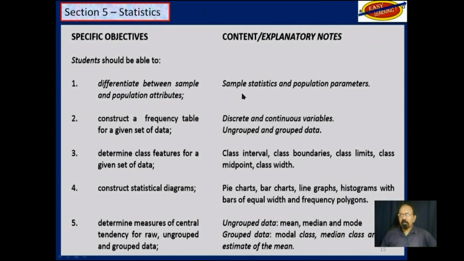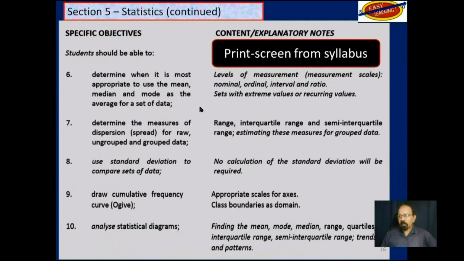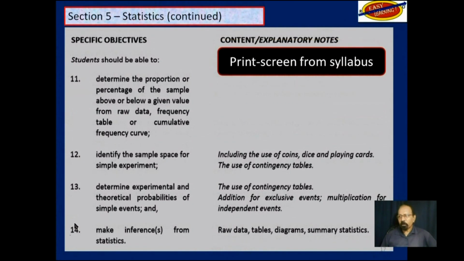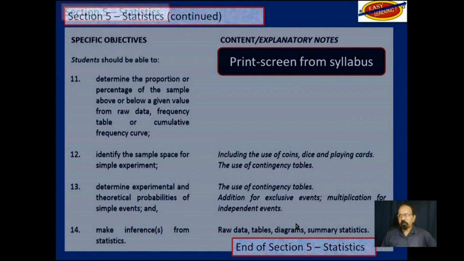So we are at statistics, section 5. This is a print screen from the syllabus, the first 5 objectives from this section. Another 5 will give us 10, with the last 4, and that would make a total of 14 objectives from this section, statistics. I have divided those 14 objectives into 17 videos.